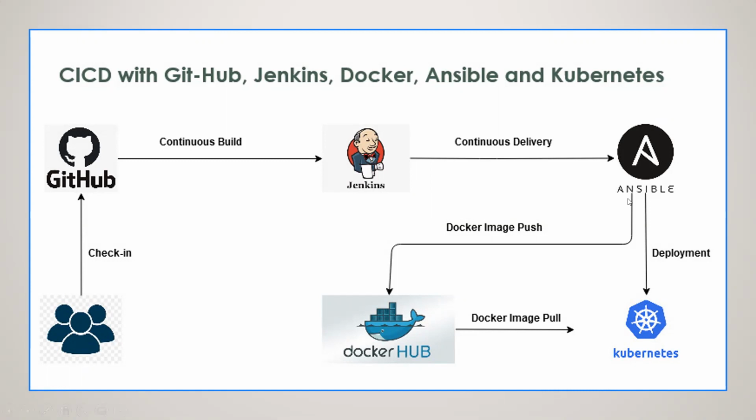The first playbook will create a Docker build and push the image to Docker Hub. And the second playbook will deploy. It will fetch the Docker image from Docker Hub, deploy it to the Kubernetes cluster, and create the services and deployment set there in Kubernetes. And we will access that application directly from Kubernetes.